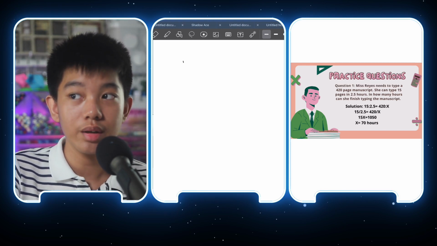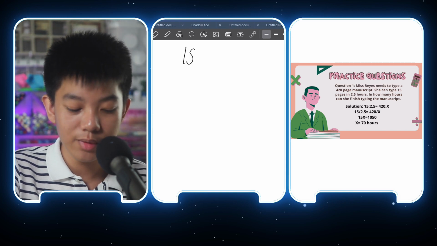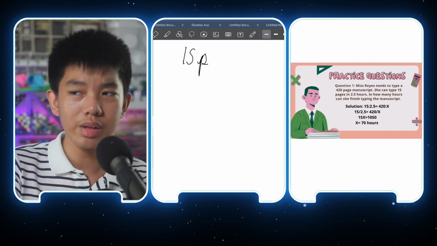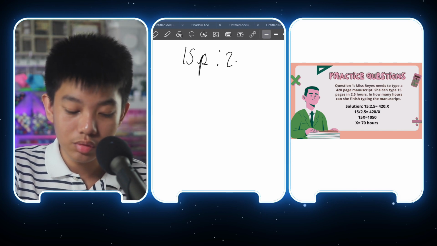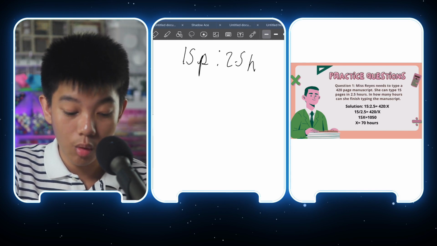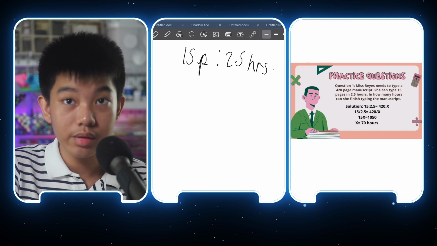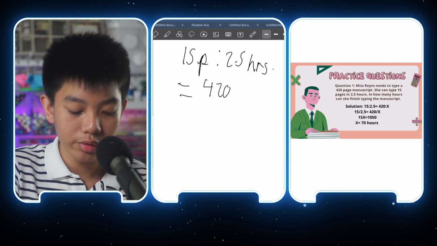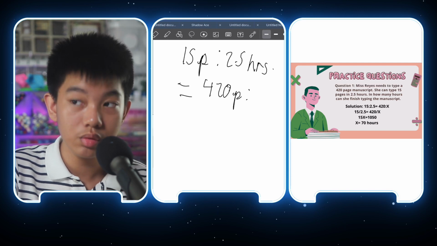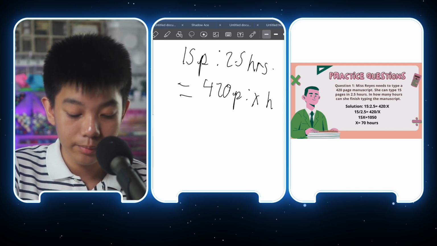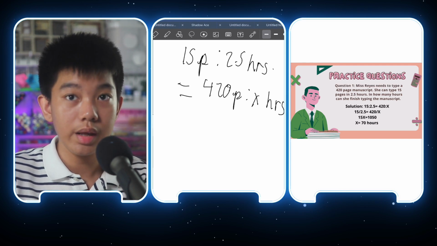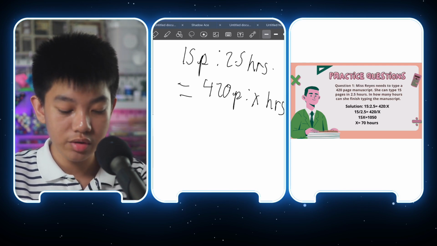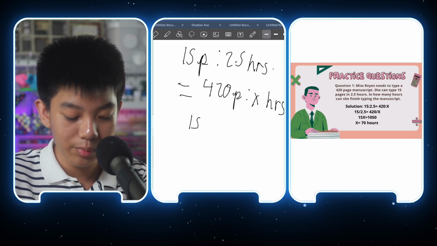So, first, let's write our ratios. We know she can finish 15 pages every 2.5 hours, which in this equation is equal to 420 pages to an unknown amount of hours. Okay, in fraction form, they should look like this, with the number of pages being on top, and the number of hours being at the bottom.